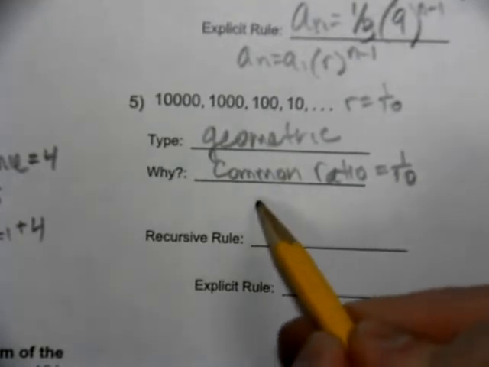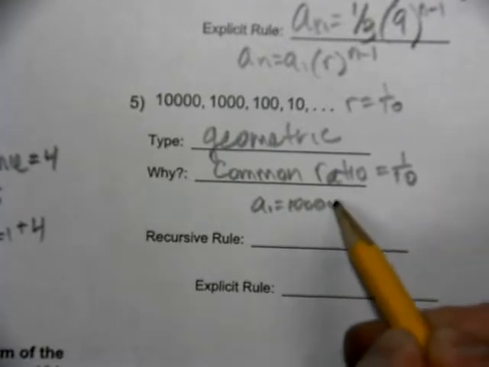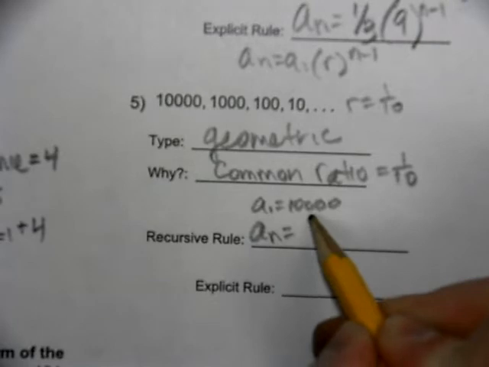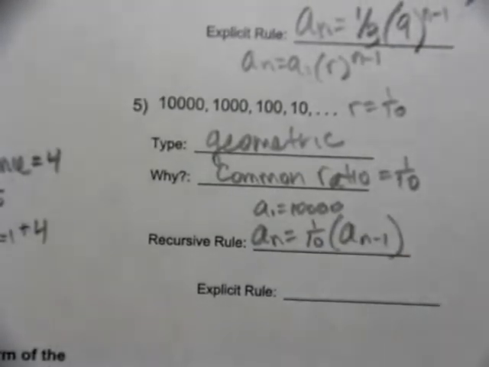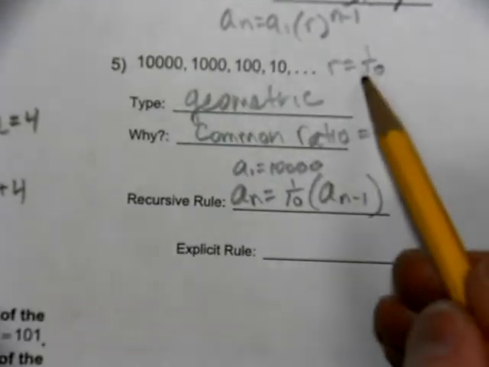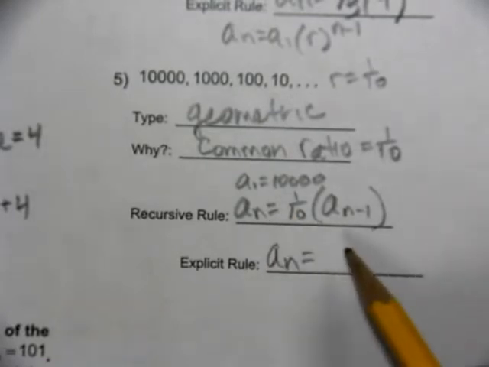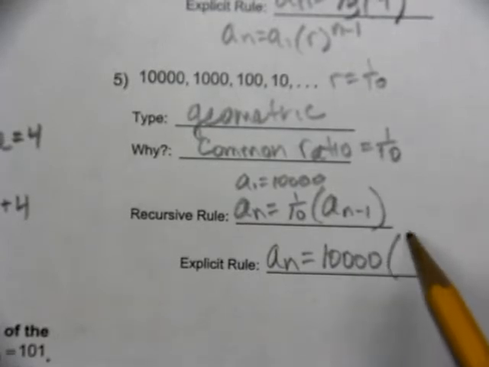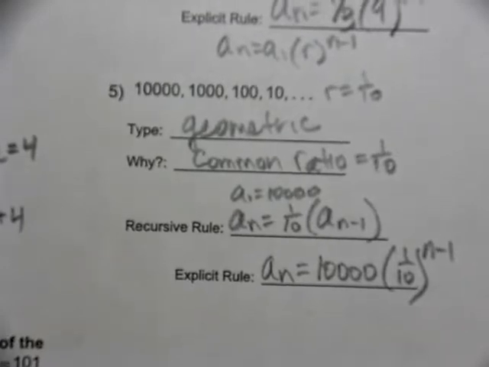So our recursive rule tells us that we're starting out with 10,000, and our ratio is 1 over 10, times a of n minus 1. The explicit rule, since we know what our ratio is, our first term is 10,000 times our ratio to the n minus 1.